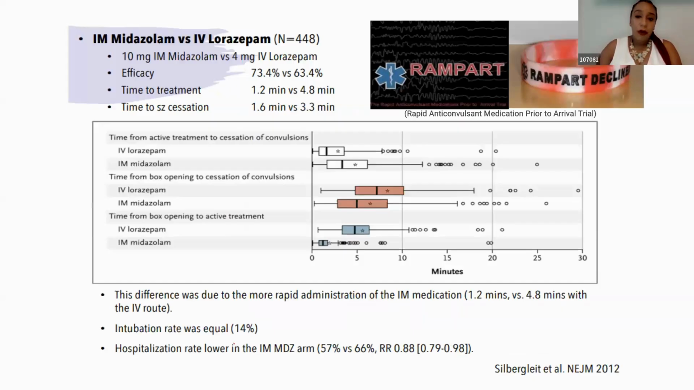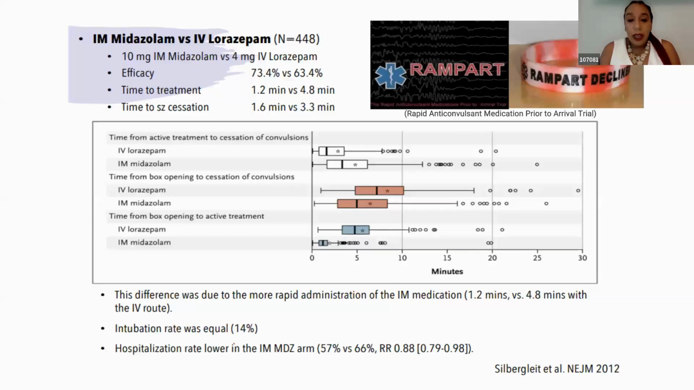And they did a study called Rapid Anticonvulsant Medication prior to arrival to the emergency room, I believe, arrival to treatment or to a facility. In this case, what was more superior in efficacy was IM midazolam. So 10 milligrams of IM midazolam was more efficacious than 4 milligrams of IV lorazepam. And again, you wonder why would IM midazolam be better than IV lorazepam? Well, very simple.